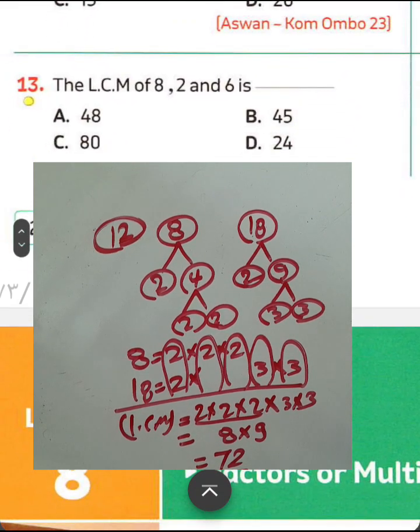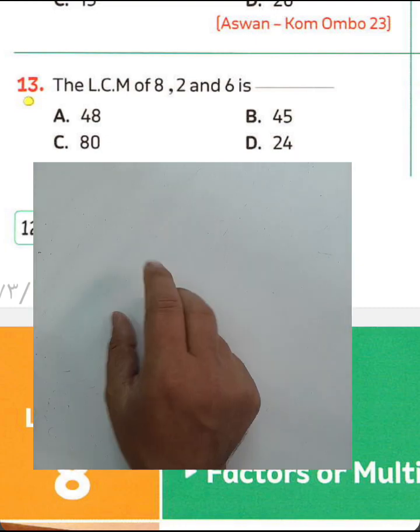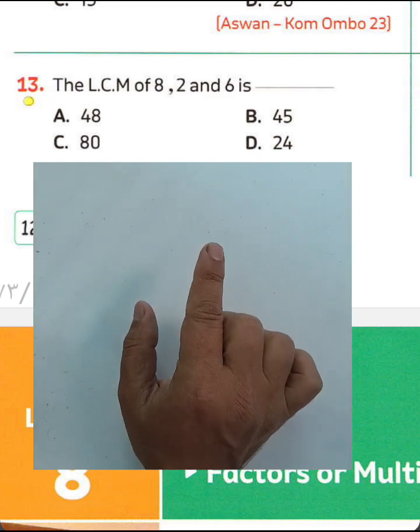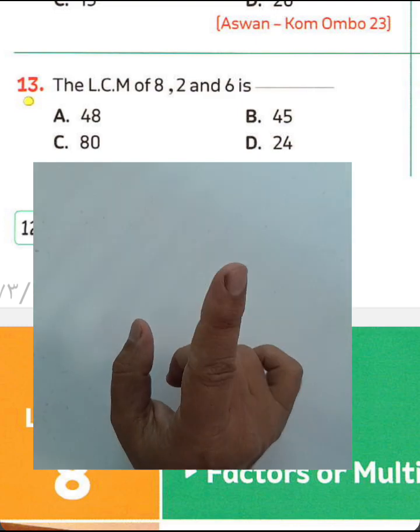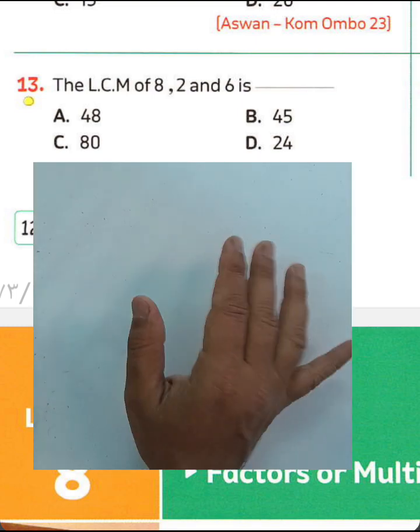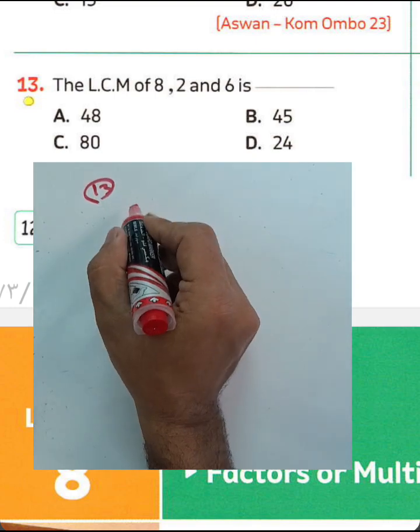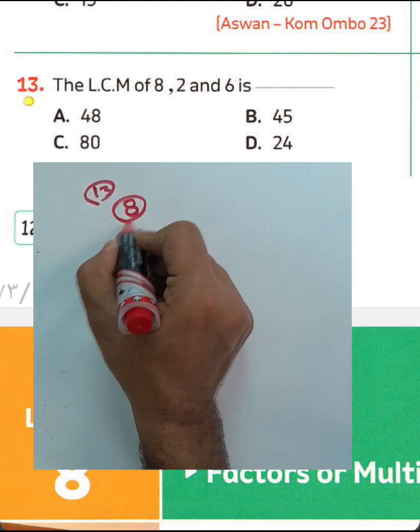Question 13. Least common multiple of 8, 2 and 6. 8 can't be divided by 6. 8 plus 8, 16, can't be divided by 6. 8 plus 8 plus 8 equals 24. 24 can be divided by 6 and 2. Then 24 is the least common multiple of the three numbers. Okay, that's one method.